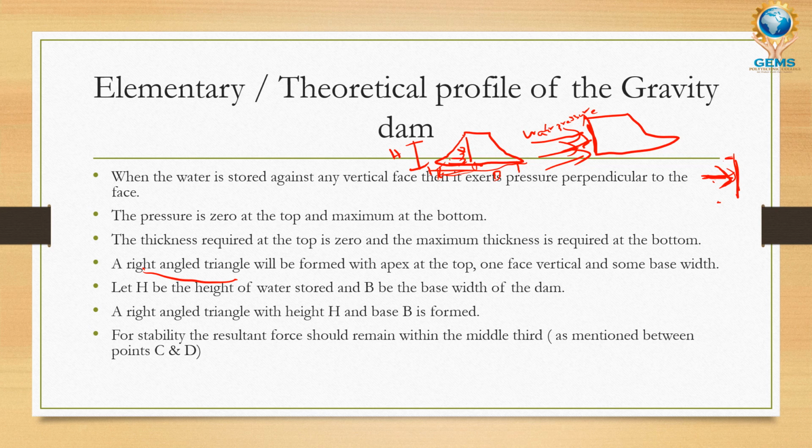For stability, the resultant force should remain within the middle third. What does middle third mean? This is the middle third. I have explained a similar point in the water pressure slide. If you study the water pressure slide, you can understand what h by 3 is. That is what they have mentioned here, middle third.